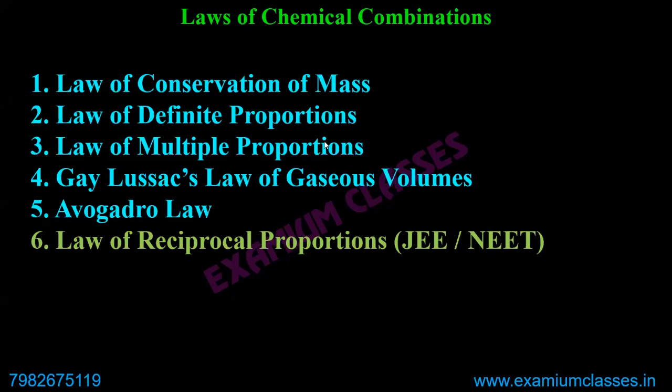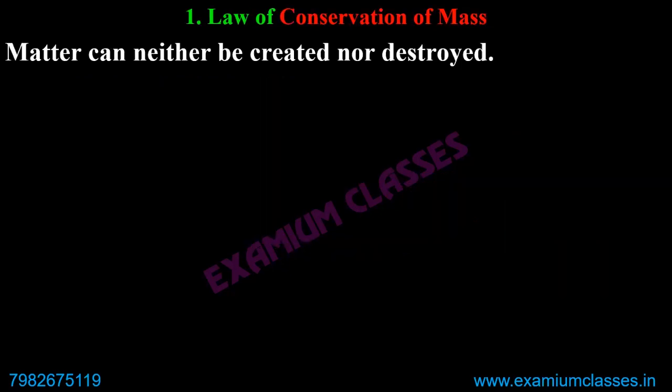First, I'll cover these 5. After that, I'll cover this one. The law of conservation of mass is very simple, that mass remains constant. So if there is a reaction, A plus B gives you C plus 2D, or 3A plus B gives you C plus 2D, something like this. The mass before reaction and the mass after reaction will be exactly same.